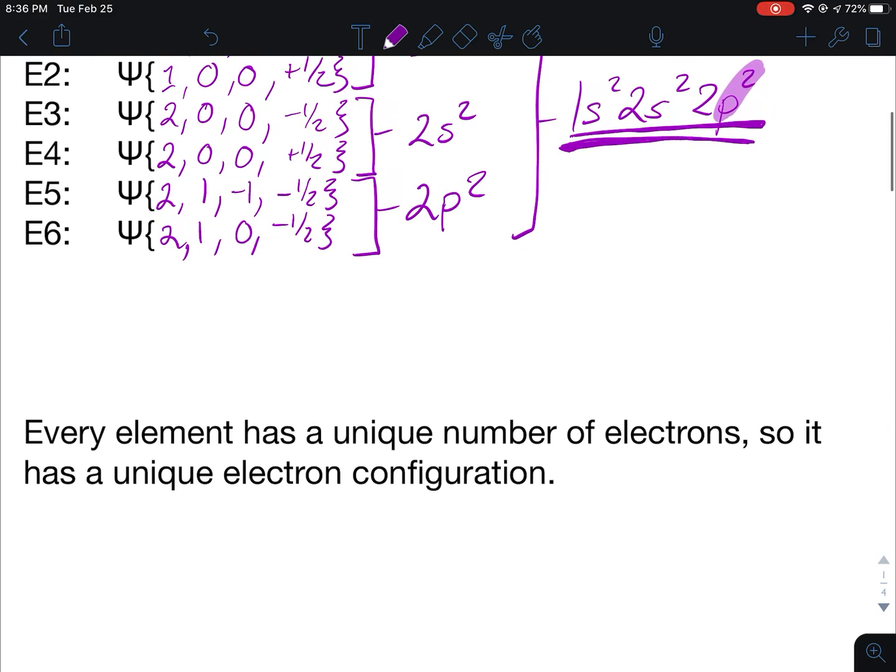Okay, so how do we do this? How do we figure out these configurations? Well, another factor of this is that since every element on our periodic table has a unique number of electrons, they all are going to have unique electron configurations.